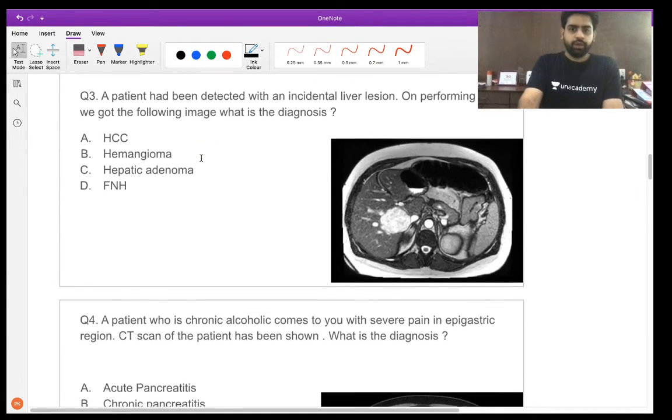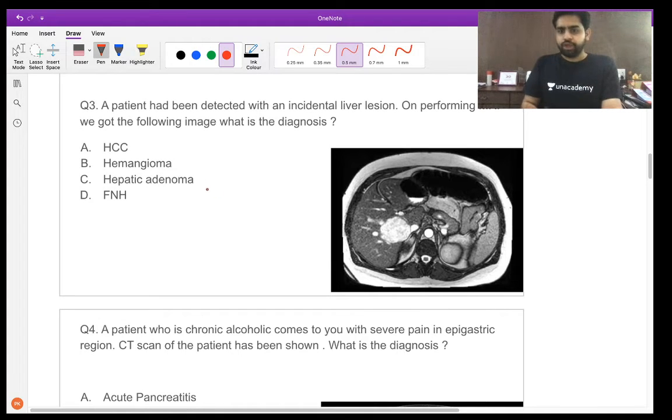Right. Now, let us move on to the next question. A patient has been detected with an incidental liver lesion. On performing an MRI, we got the following image. What is the diagnosis of the patient? Is it a hepatocellular carcinoma, a hemangioma, a hepatic adenoma, or a focal nodular hyperplasia? What is the diagnosis for this particular patient?